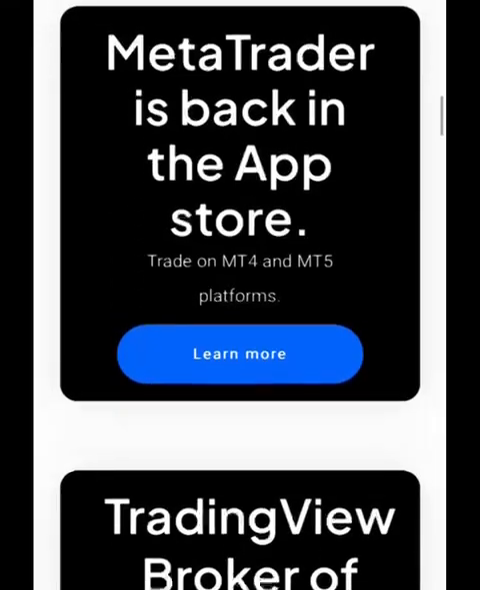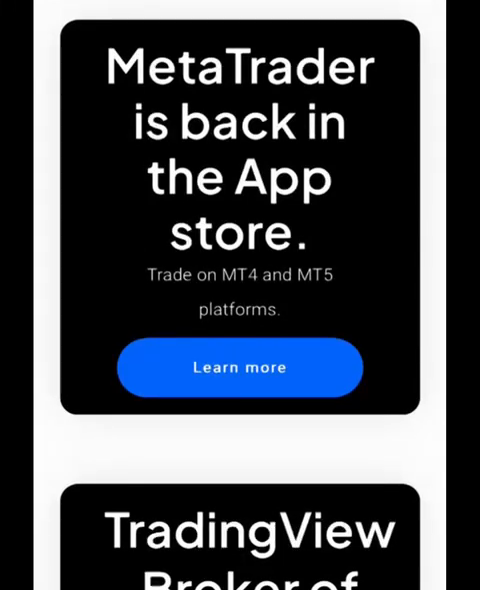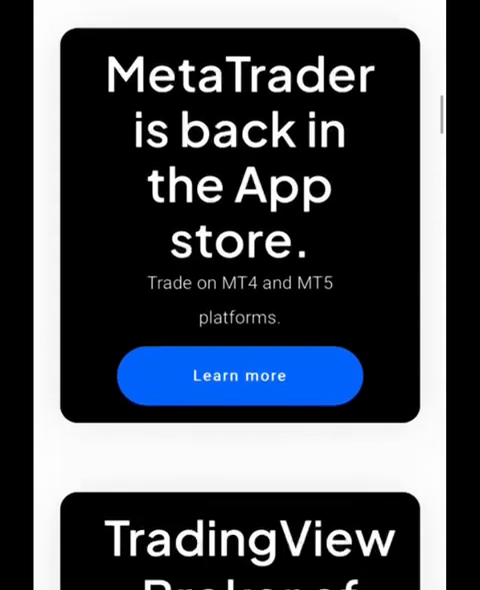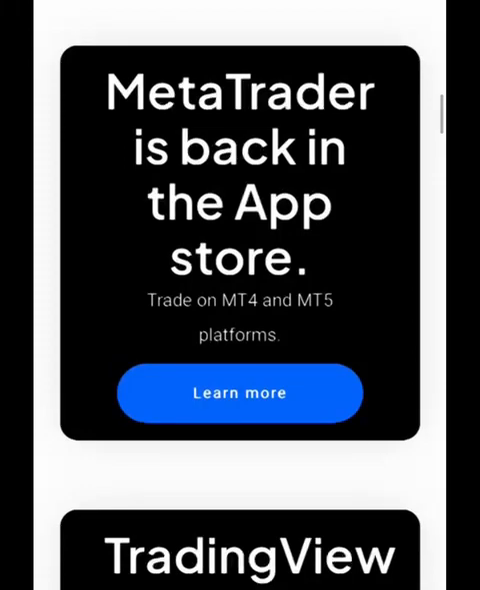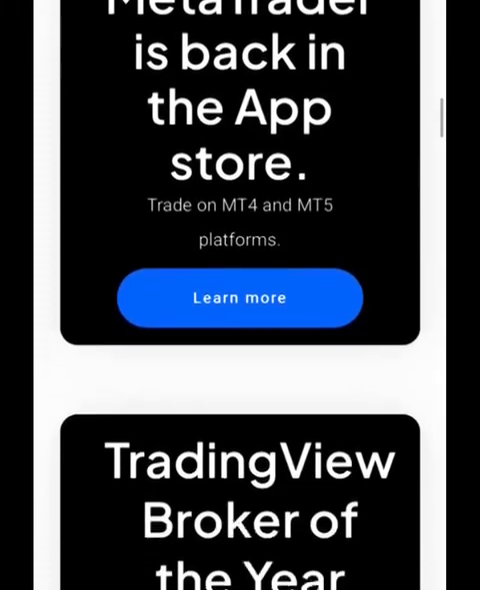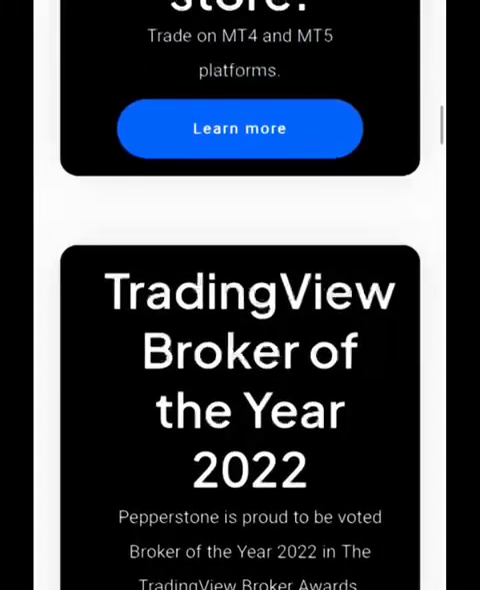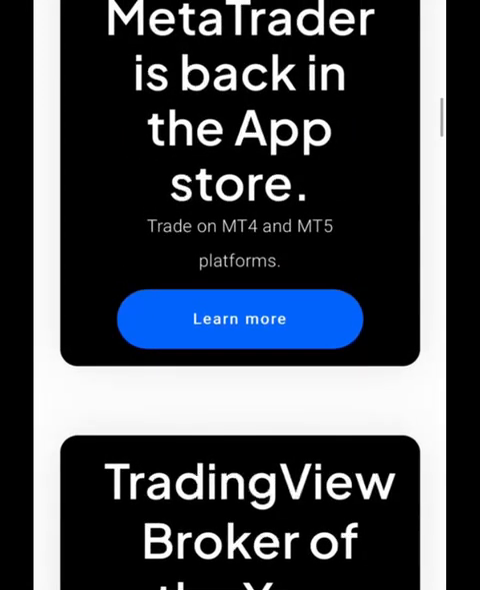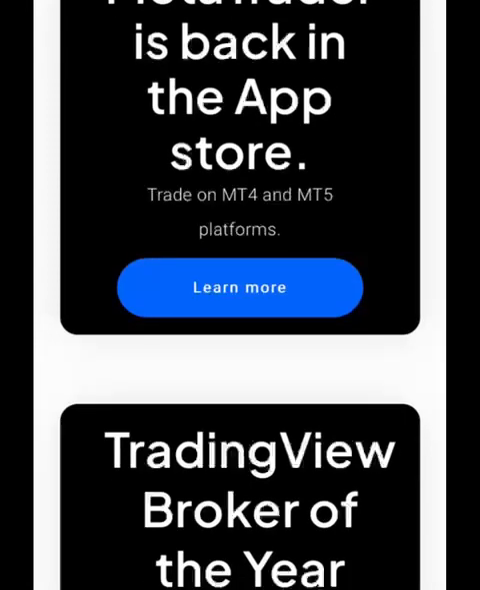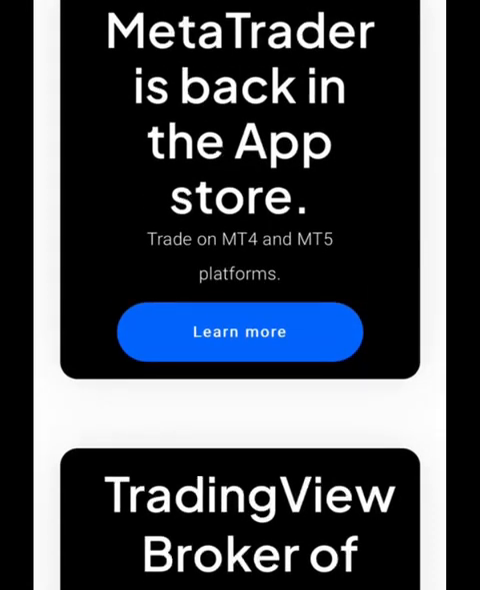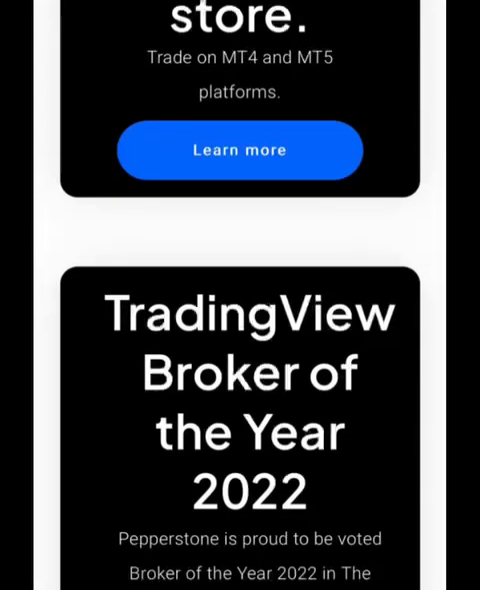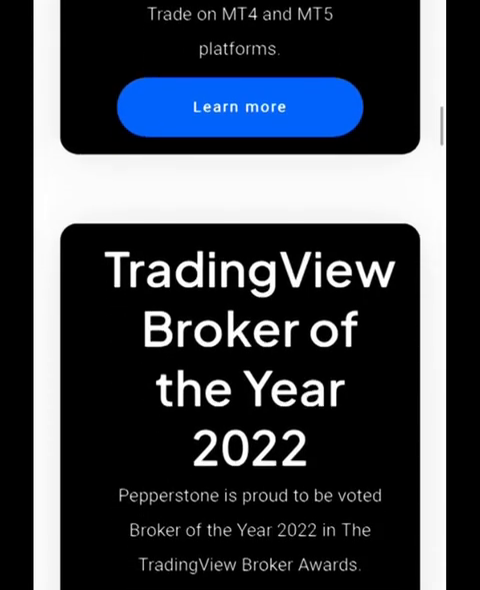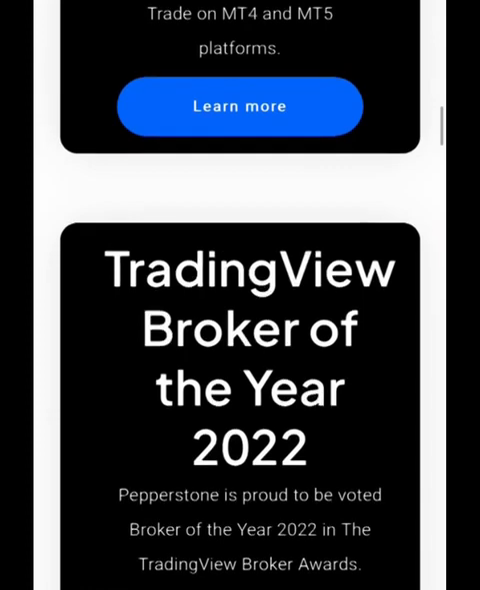This site gives you access to trade on MetaTrader 4 and MetaTrader 5, which are called MT4 and MT5 in short form. MetaTrader is back in the App Store. Before, it was removed from the App Store, but right now MT4 and MT5 are back on the Apple Store, so you can get it there if you're using an iPhone.